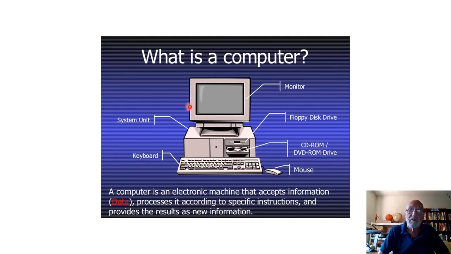And you've probably seen this. This is true for today still. These are the components of a computer. You got a CRT. Usually, you got a CD-ROM or DVD, and you got a floppy, and you got a mouse and a keyboard.